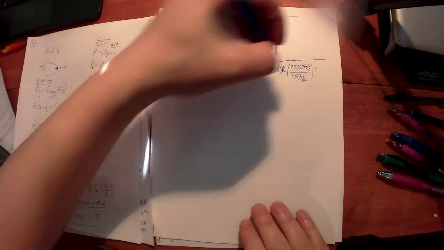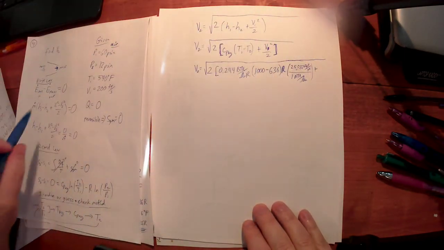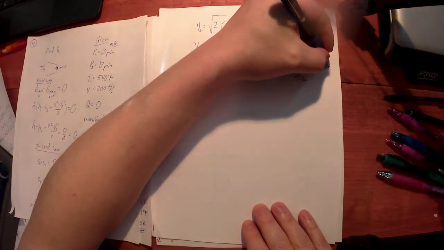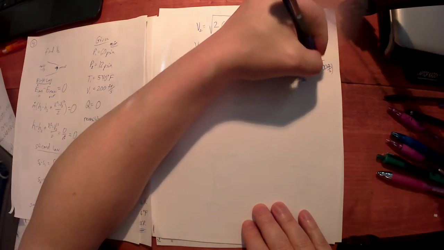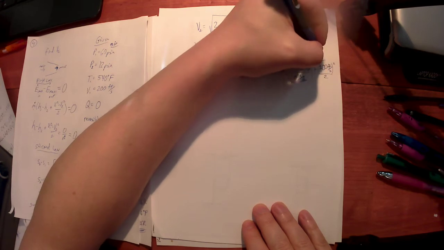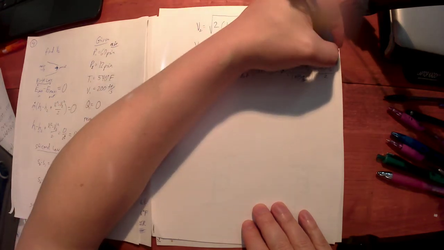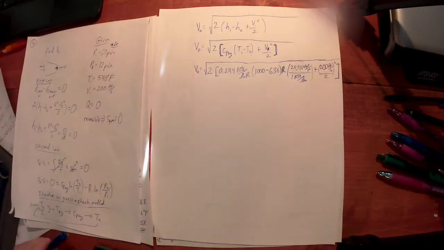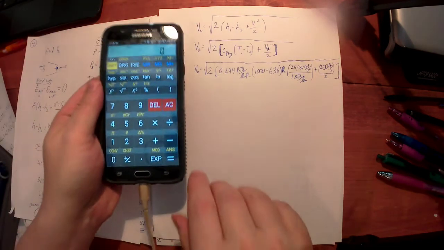Plus V1. What was V1? Back here at the givens, 200 feet per second. That's going to get squared and divided by 2. And brackets around the whole thing, because the whole thing gets multiplied by 2, and then the whole thing gets square rooted. Let's see how we do here, okay?